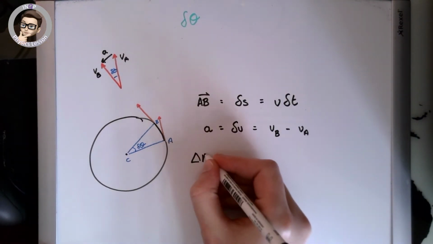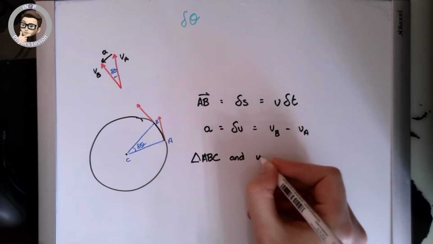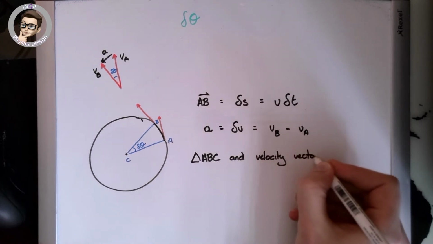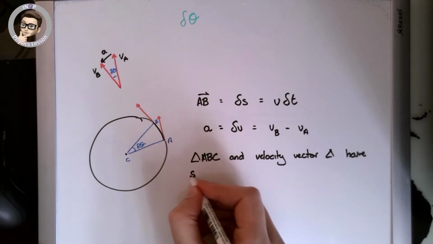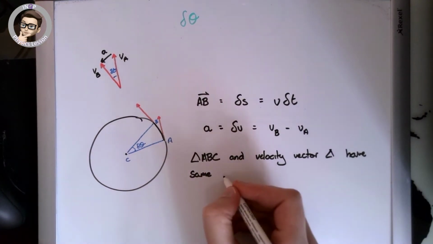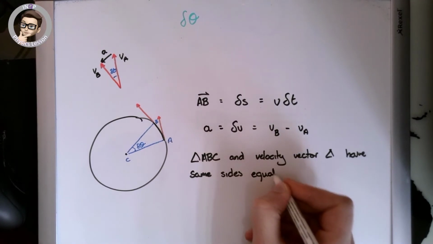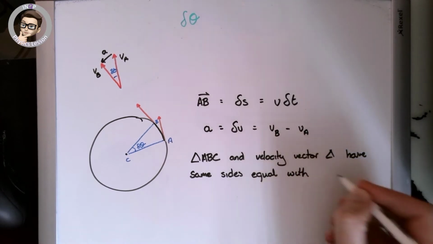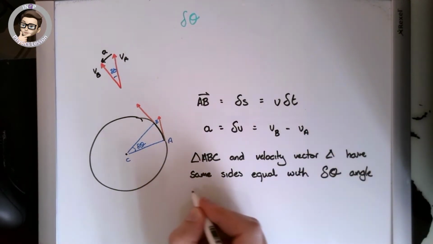So triangle ABC and velocity vector triangle have same sides equal with delta theta angle between them.